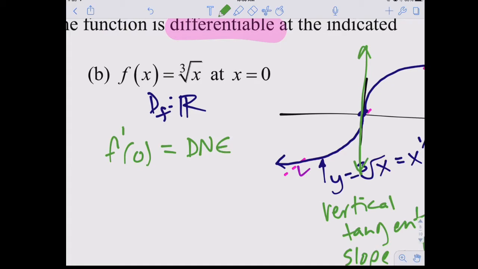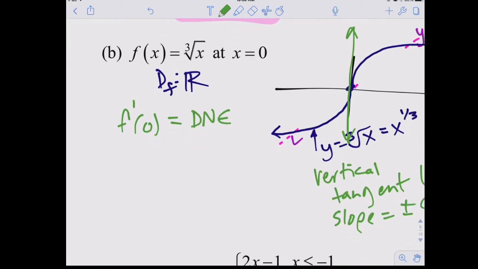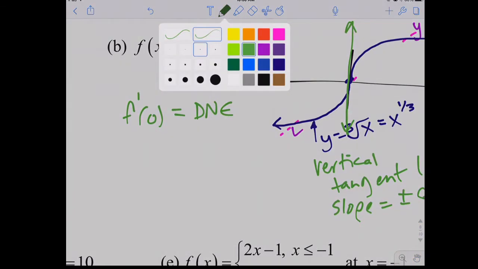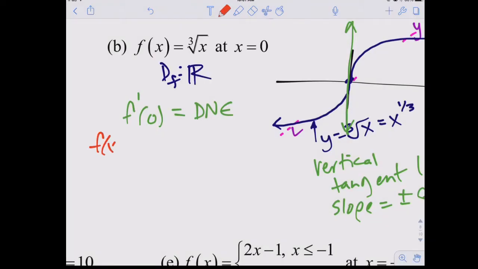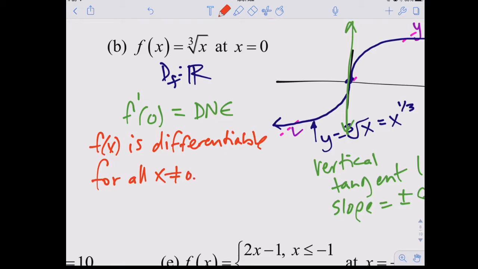Right. Even though it's smoothly connected, since the derivative at 0 is undefined, because it's a vertical tangent line with an infinite slope, now f of x is continuous everywhere except 0. So f of x is differentiable for all x not equal to 0.